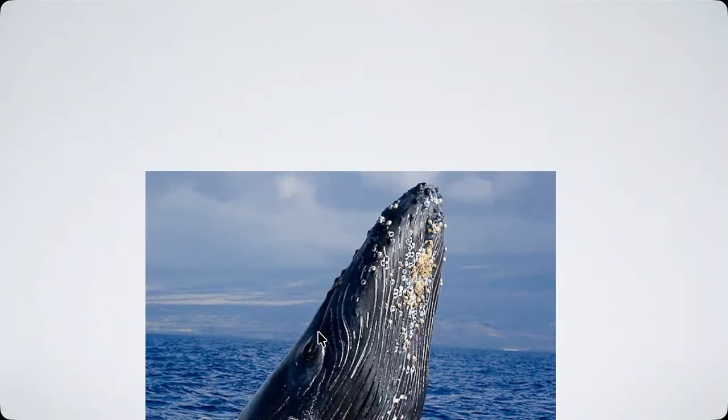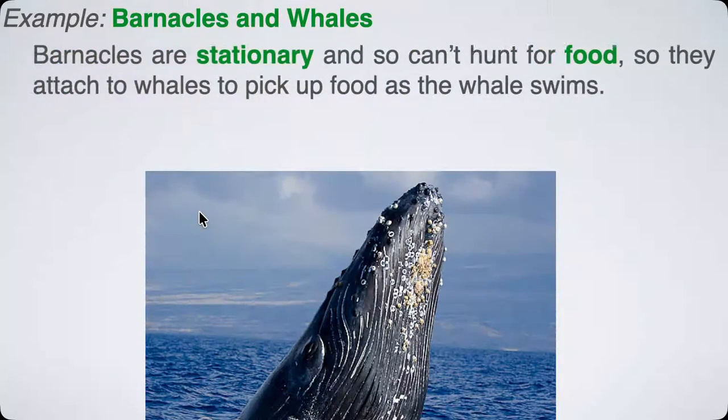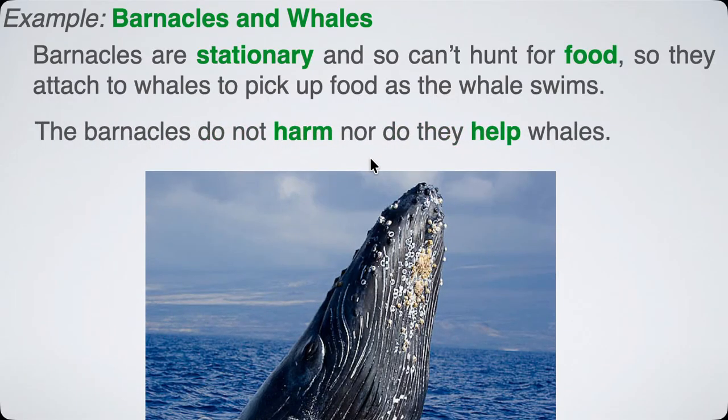Okay, other commensalistic relationships. Any idea what we're showing here? So we've got ourselves whales and barnacles. Barnacles are stationary. They are not able to move, and so they really can't hunt for food on their own. So they hitch a ride on whales and filter feed from the water as the whale swims. So they get more food this way. And the whale is not really helped or harmed by these barnacles. They really just don't look pretty, but they don't really hurt the whale at all.